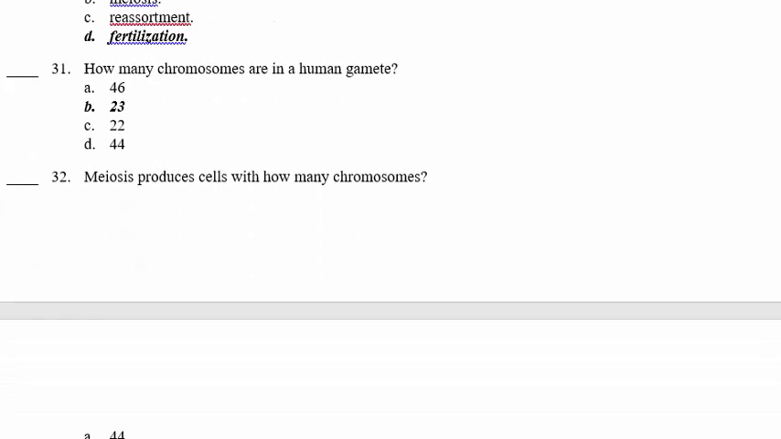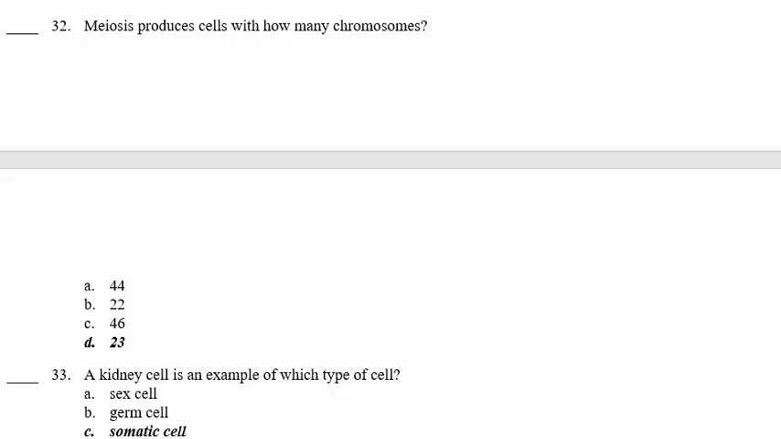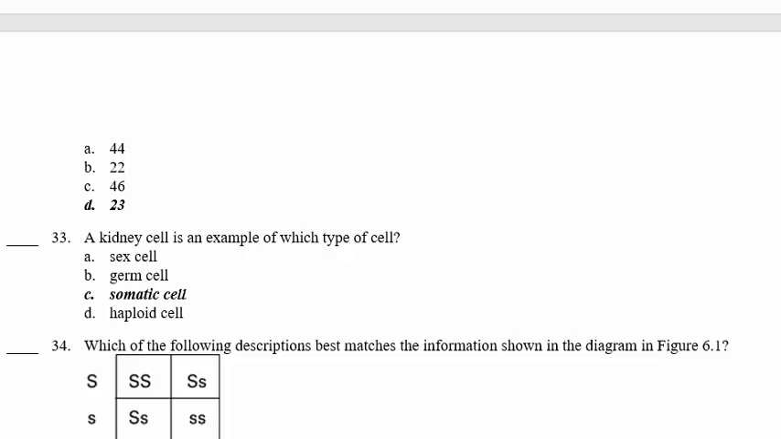32. Meiosis produces cells with how many chromosomes? Again, 23, because meiosis happens in the sex cells and it leads to production of cells with half the number of chromosomes. 33. A kidney cell is an example of each type of cell. Of course, all the cells in your body are somatic cells except for the sex cells. So a kidney cell is a somatic cell.